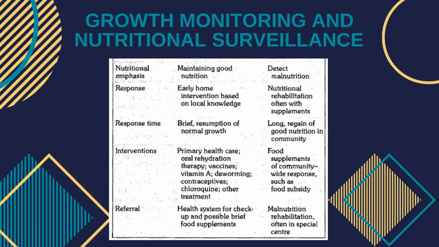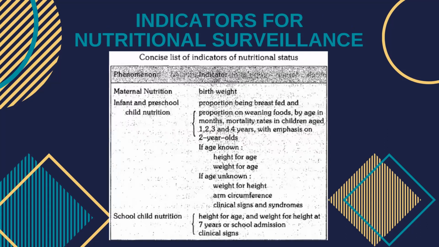The nutritional emphasis is maintaining good nutrition in growth monitoring and detecting malnutrition in nutritional surveillance. Early home intervention based on local knowledge is the response for growth monitoring, and nutritional rehabilitation, often with supplements, is the response for nutritional surveillance. The health system for checkup and possible brief food supplements is the referral for growth monitoring, and malnutrition rehabilitation, often in special centers, occurs in the case of nutritional surveillance.